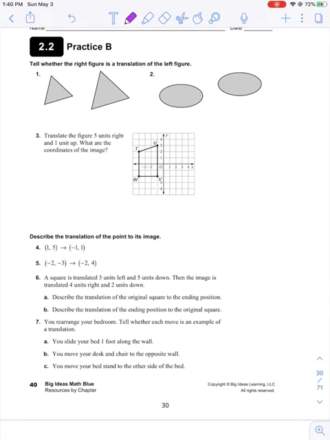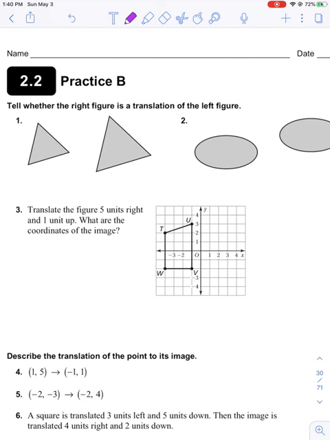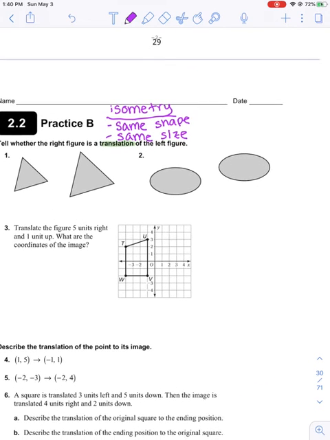All right, and then this page, some of these are saying tell whether it's a translation. So there's a couple questions like that on the page. So if it's a translation, remember that a translation is an isometry. So in order for it to be a translation, it needs to be same shape as if you took your scissors tool, and then same size. So you didn't resize it at all. If it's bigger or smaller, it automatically can't be an isometry, which means it's not a translation.